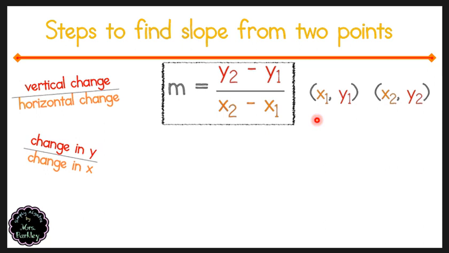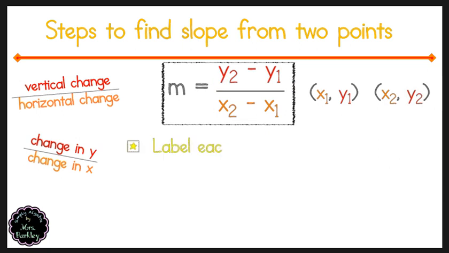So when we have two ordered pairs, we label them as our first ordered pair and our second ordered pair. So we read this as x sub 1 and y sub 1. All that means is that we have two ordered pairs. Our ordered pairs are always x and y. And the 1 just refers to our first ordered pair, and this refers to our second ordered pair. It's just to help us keep track of which ordered pair we're referring to in the formula.